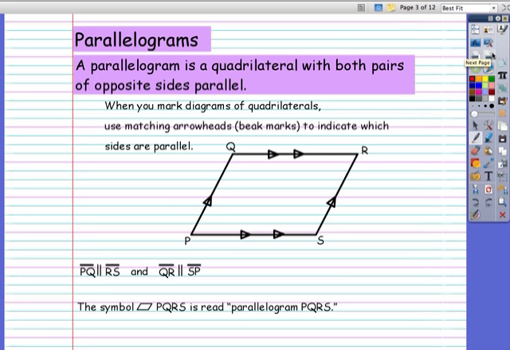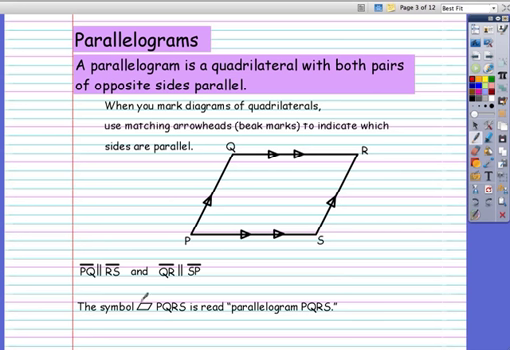A parallelogram is a quadrilateral with both pairs of opposite sides parallel. So I have to have this side parallel to its opposite side, so QR is parallel to PS. In this case we use, remember, our little beak marks that we talked about way back at the very first of the year. We use these little beak marks to tell me that these lines are parallel. So QR is parallel to PS, and segment PQ is parallel to segment RS. So I have two pairs of parallel sides.